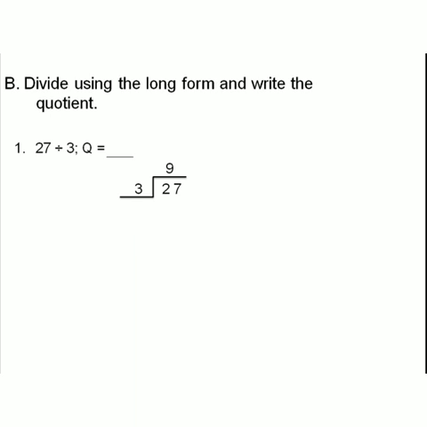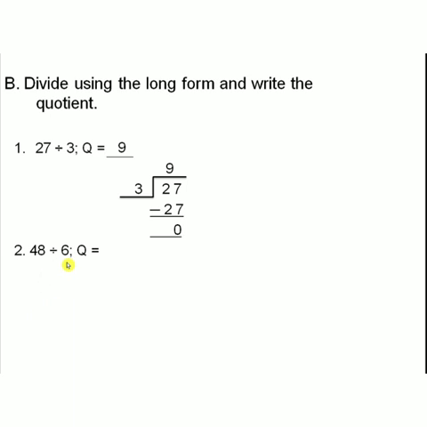When does 27 come in the 3 table? 3 9s are 27. So 9 is at the top and 27 is right below. Next we subtract 27 minus 27, which is equal to 0. Here we get the answer, quotient is 9.